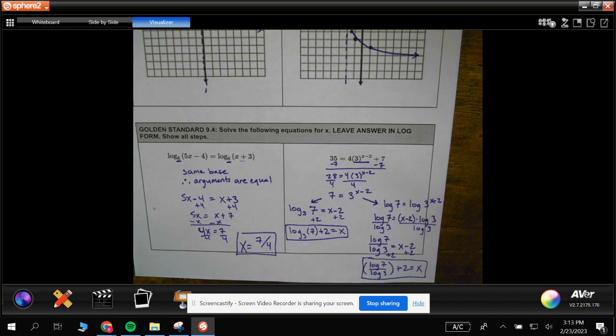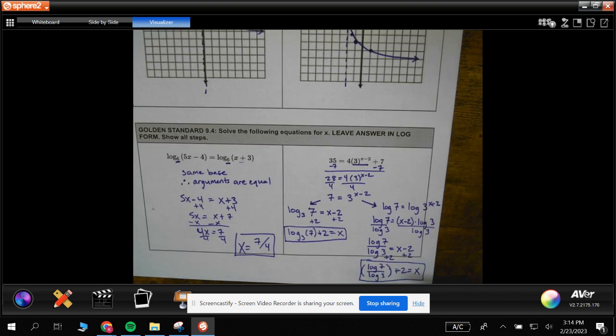On your quiz, you're not going to have a calculator though. So our goal is to leave our answer in log form. Finishing here is where we want to be. You're not going to have a calculator to go through and actually see what these equal to get a decimal approximation. Leave it like this.